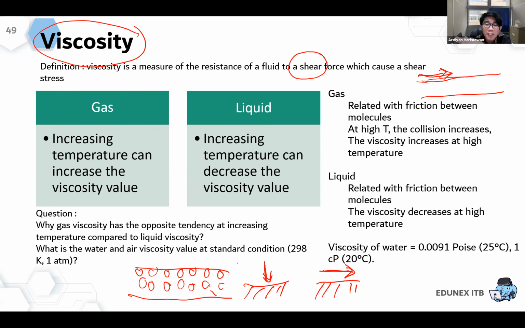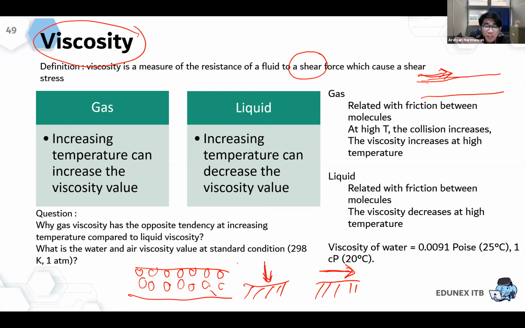By imagining that phenomenon, liquid will have more resistance because the distance between the molecules is closer. The interactive force is higher, and actually for the liquid, besides intermolecular force, the cohesive force is also high, because they have the same structure between molecules. That's why for liquid, the viscosity is higher.